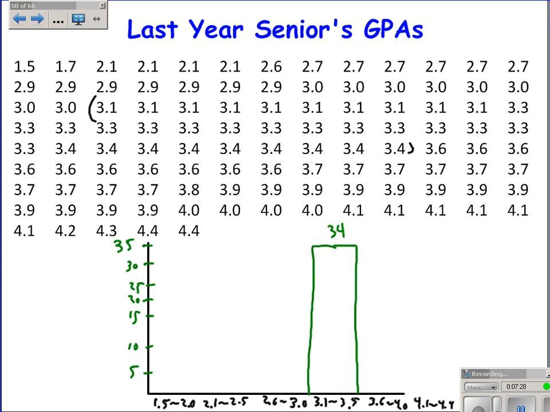Okay, between 1.5 and 2.0, we only have 2. Between 2.1 and 2.5, 1, 2, 3, 4. Between 2.6 and 3.0, quite a bit. 1, 2, 3, 4, 5, 6, 7, 8, 9, 10, 11, 12, 13, 14, 15, 16, 17, 18, 22.